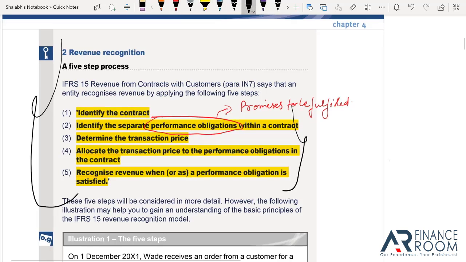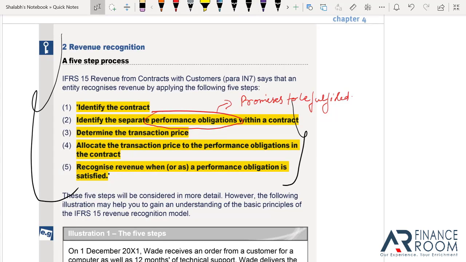That's how business runs. The amount that you have to recognize in books of accounts, or the amount that you have to know, that is the amount that you are getting for fulfilling a particular promise, is called transaction price. Now you have to determine a transaction price.